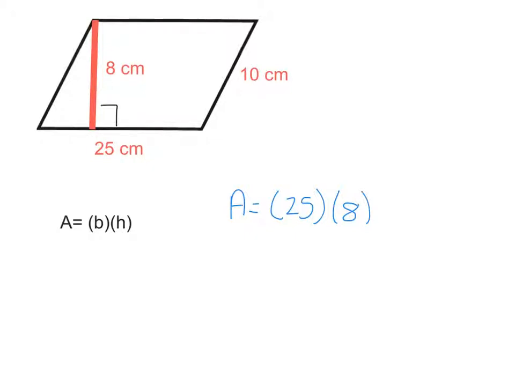And again, the parentheses mean multiplication, so we're going to multiply 25 times 8. And 25 times 8 equals 200. So the area of this parallelogram is 200 centimeters squared, or 200 squared centimeters.